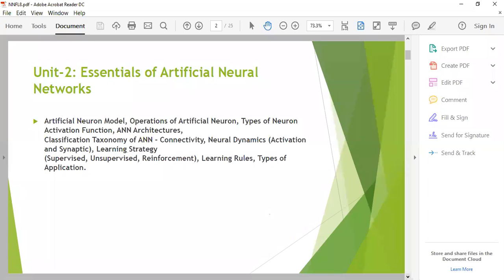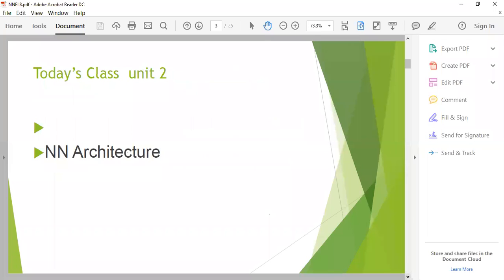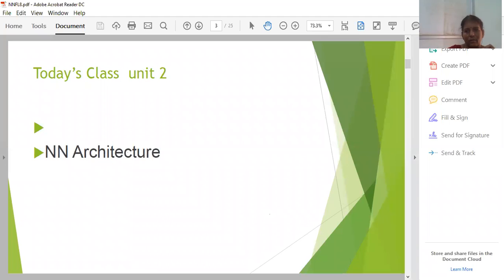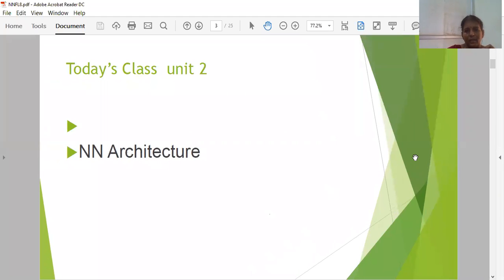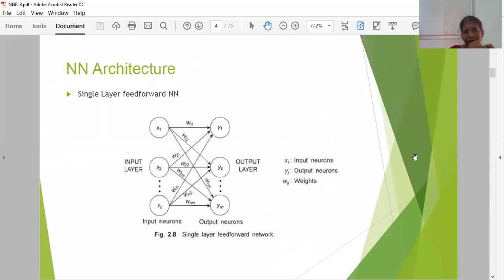So in today's class we shall discuss ANN architecture. Already we have learned there are three types of architectures: single layer feed forward neural network model, multi-layer feed forward neural network model, and recurrent neural network model. Here in the single layer feed forward neural network model, we are having only two layers: the input layer and the output layer.